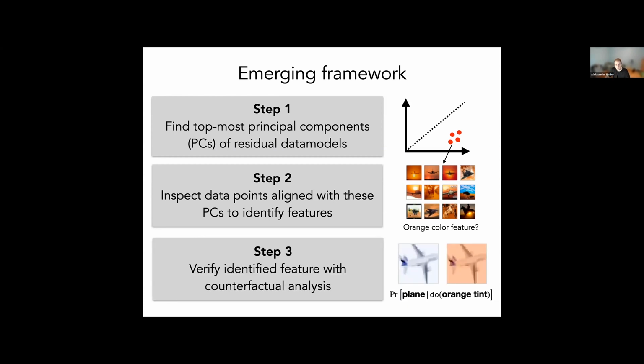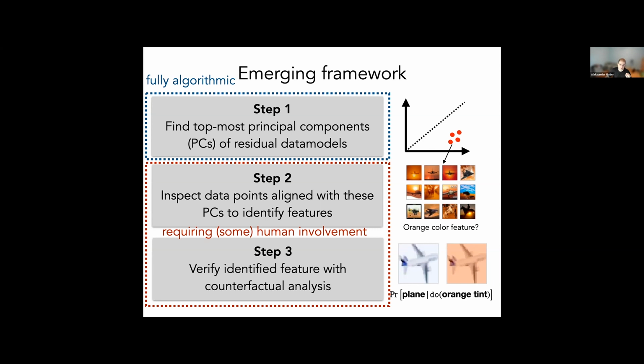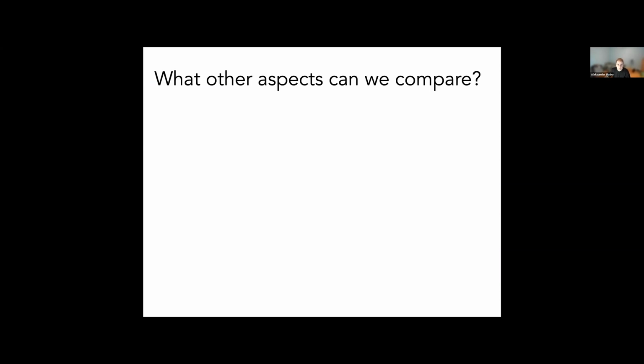And then we verify if indeed our conjecture is correct by designing the corresponding feature transformation and doing counterfactual analysis. As you can see, the first part is fully algorithmic. The second and third steps require some human involvement, so maybe that's not ideal, but at least we are able to help human intuitions here. And again, in the end, we can verify formally if a given conjecture indeed holds.